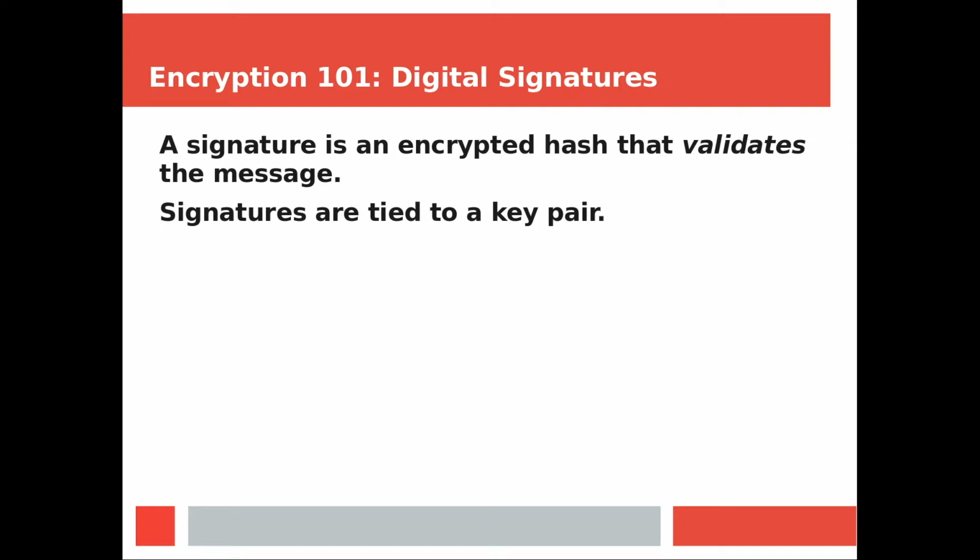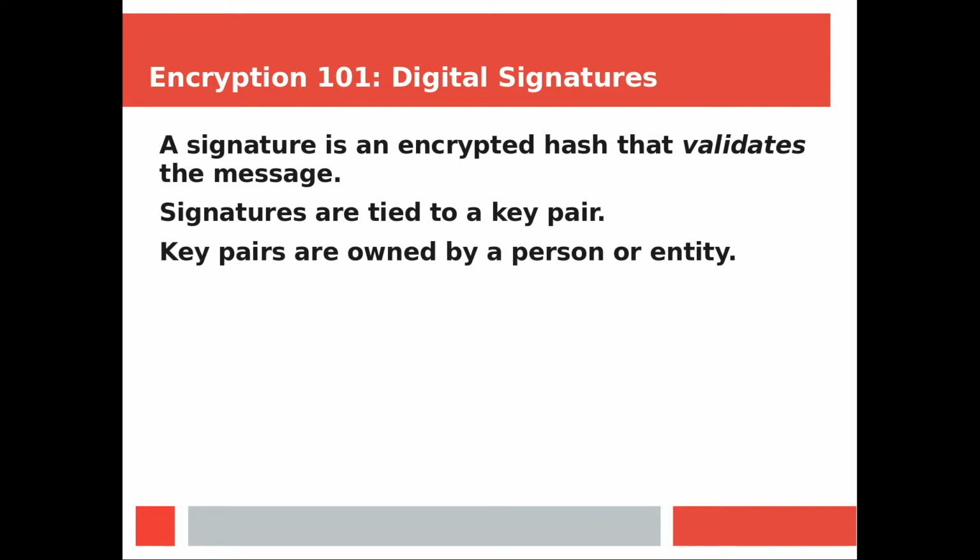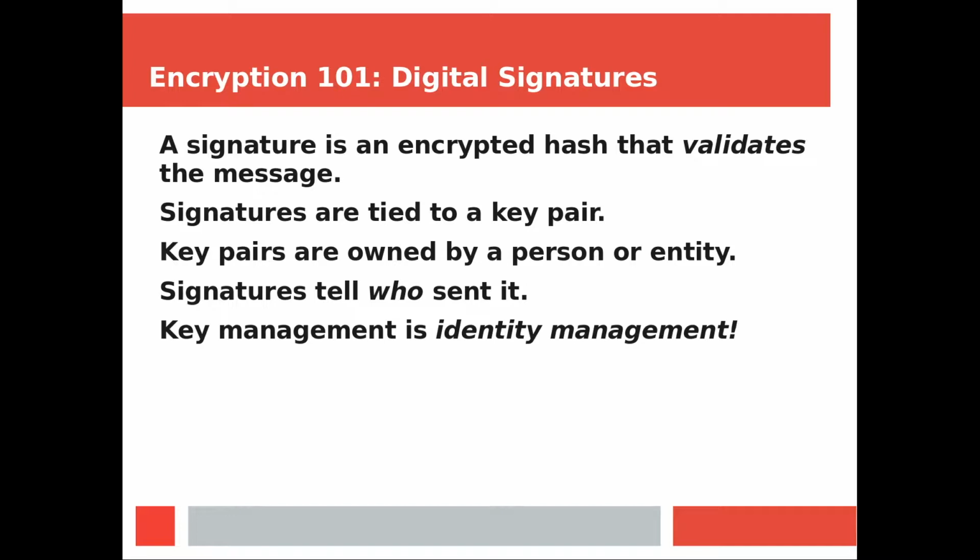Signatures are tied to key pairs, because you have to be able to know which public key you're using in order to decrypt it. Key pairs are owned by a person or an entity. When we use them in the framework of GNU PG or OpenSSL or something like that, then there's always an identity that's tied to those key pairs. So the signatures don't just validate the message, they also tell us who sent it. When we start dealing with key management, that actually kind of becomes identity management as well.